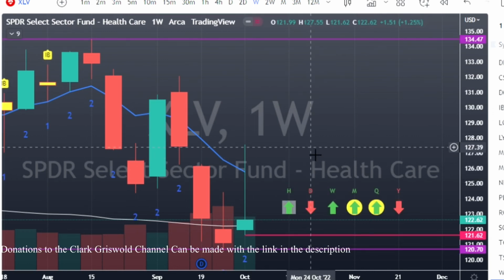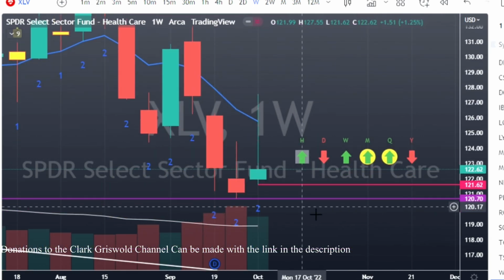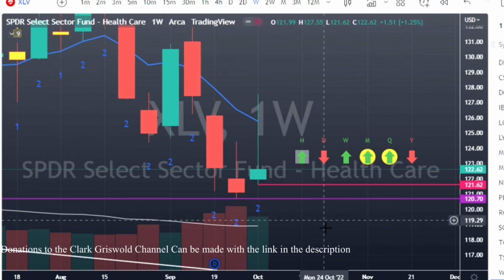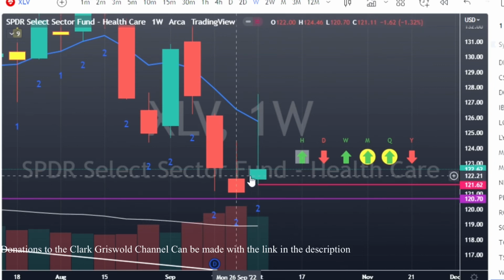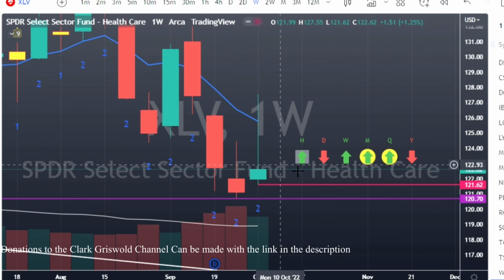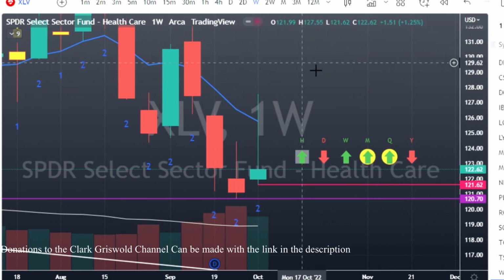XLV, 2 up, finished green, but a shooter candle. Okay, so puts at 121.62. And you can see, this is when we talk about probabilities. This shooter candle didn't work out. We trended up. But the probabilities told us that it was going to go down. Why didn't it? Well, we don't know. That's the risk part of it.